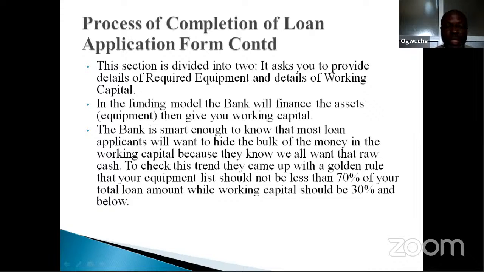When they started the process, they were doing that, but we found that most people are simply diverting the money. So as it is now, nobody is going to give you the entire 10 million. You will be expected to dedicate 7 million to the equipment, and then 3 million for the working capital.